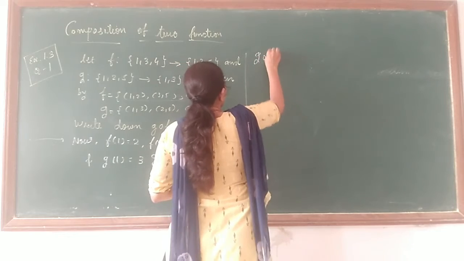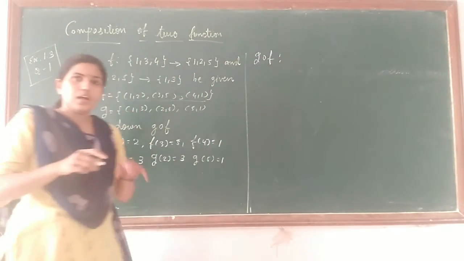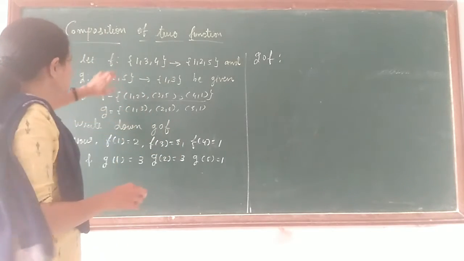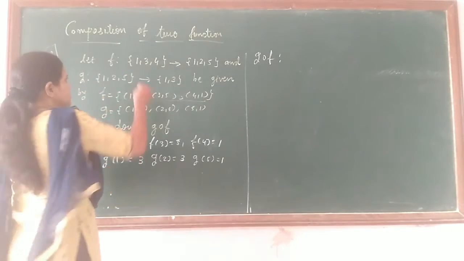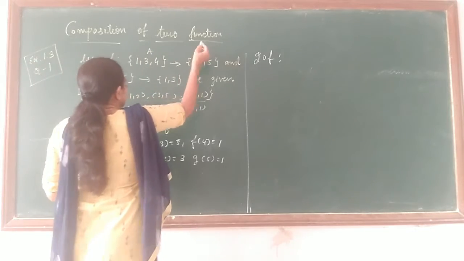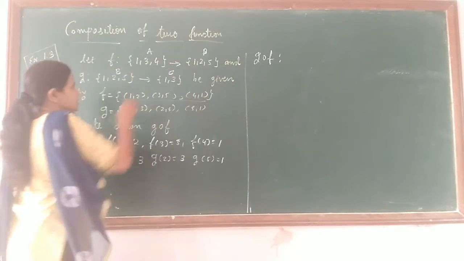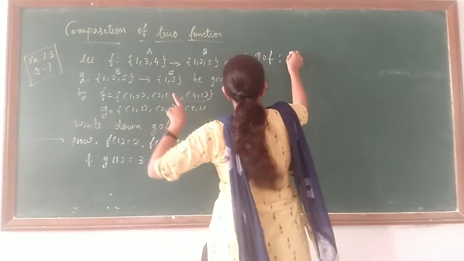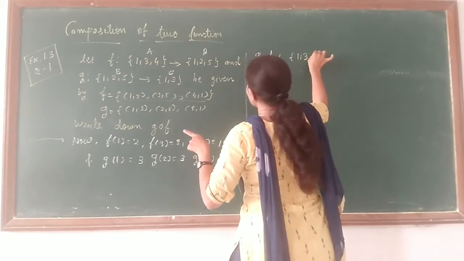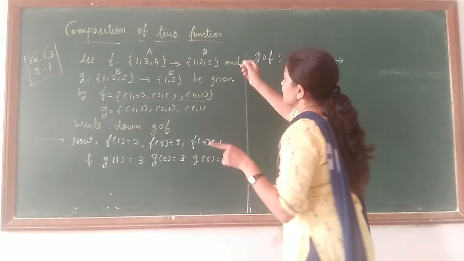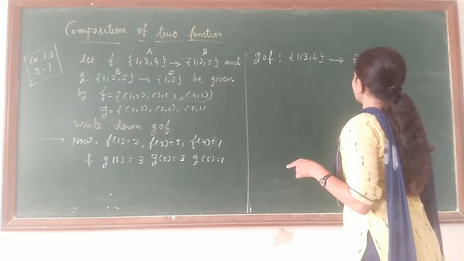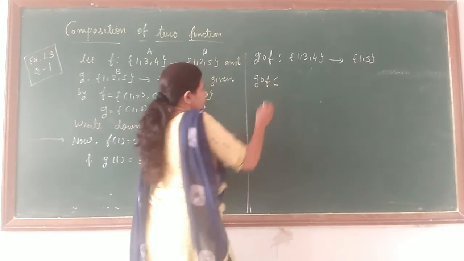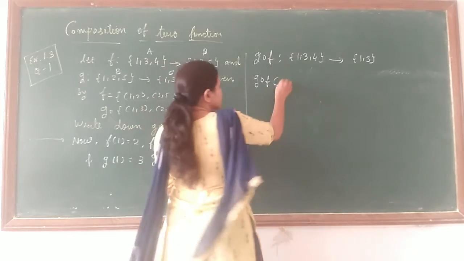So how to define g composition of f? Now g composition f is a function from A to C. So what is A here? This is our set A, this is B, then this is B and this is C. So we define g of f as A to C. So A is 1, 3 and 4, to C. C is 1 and 3. So let me define first g of f of the first element, that is 1.